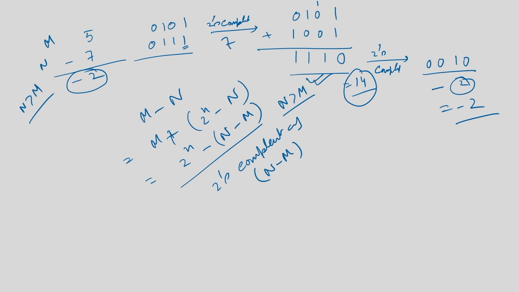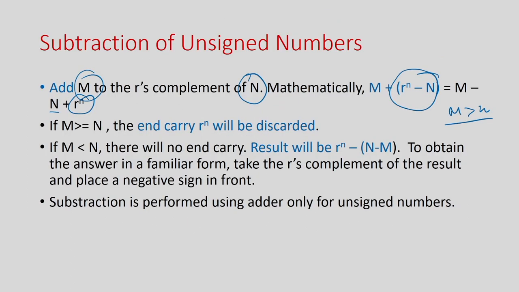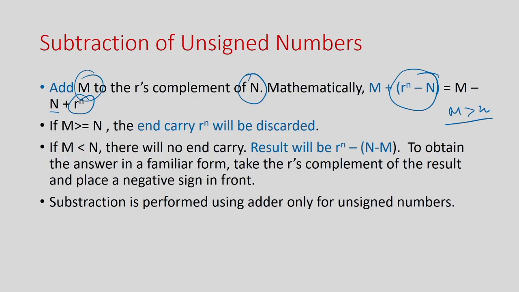What we learn from here is that to do subtraction of unsigned numbers, you do not need to bother about the negation. You just take the 2's complement of the number n, because it is m minus n, and do the addition. If m is greater than n, the carry will be discarded and the result will be the positive number. And if n is greater than m, there will be no carry, but the result will be in the 2's complement form of the actual result. So the conclusion is that subtraction is performed using an adder only for unsigned numbers.